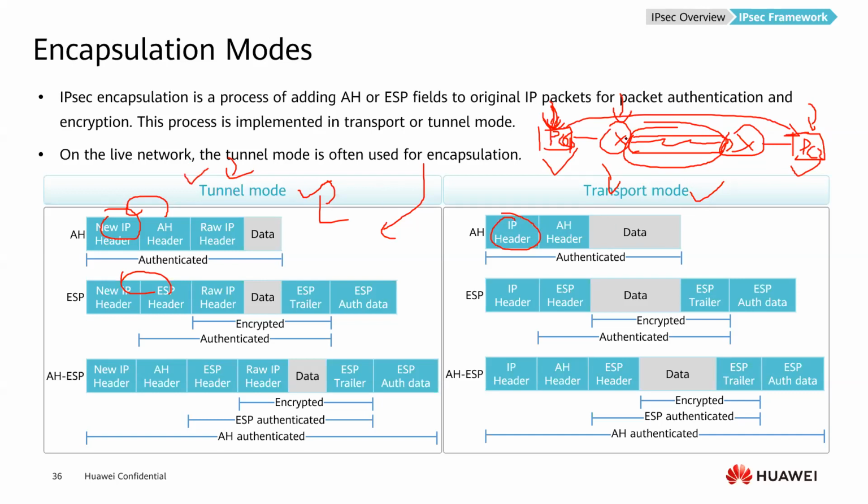On the other hand, if these devices just want to communicate with each other, and these two devices also happen to be the source and destination for the IPsec tunnel, then under that circumstance you can use transport mode. Okay, so basically most of the time we are using this.